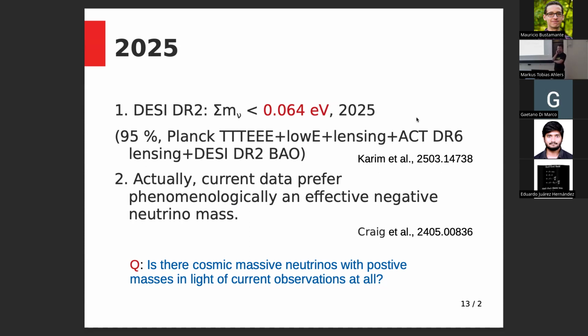The first issue is that there is a strong tension between the cosmological observations and the terrestrial experiments on neutrino mass. The second is that the current data actually prefer an effective negative neutrino mass. So the question is, are there cosmic massive neutrinos with positive masses in light of current observations at all?